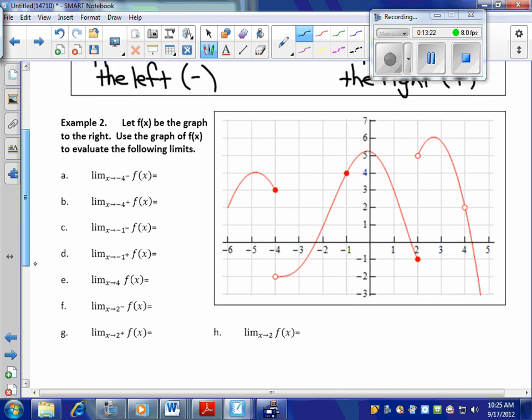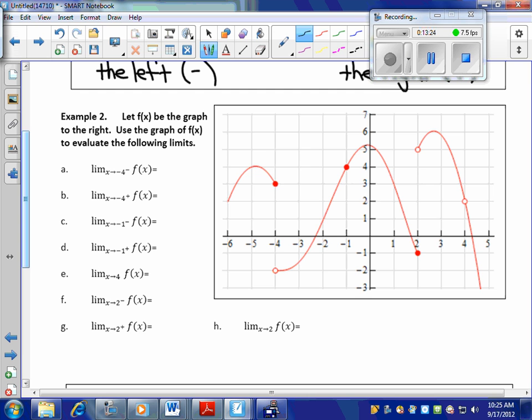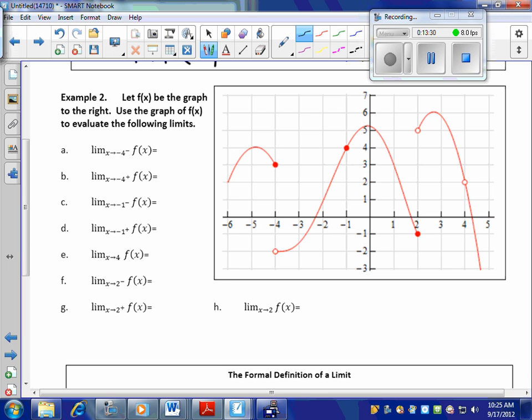Let's look at some examples. It says let f of x be the graph to the right. Use the graph of f of x to evaluate the following limits. True or false? I could draw the graph of f of x without picking up my pencil. False. True or false? F of x has an output value for every value between negative 6 and positive 5. Looks like it's good all the way up until we get to positive 4, correct? There's a hole there. Okay?